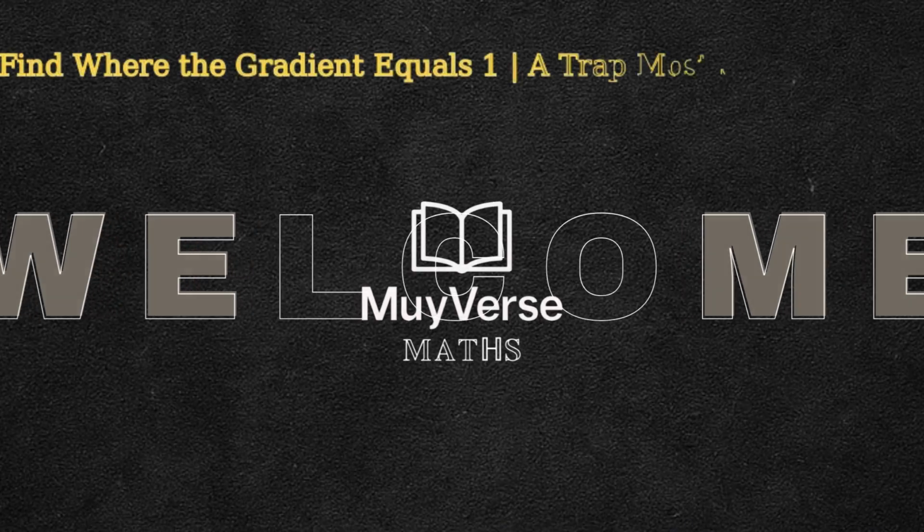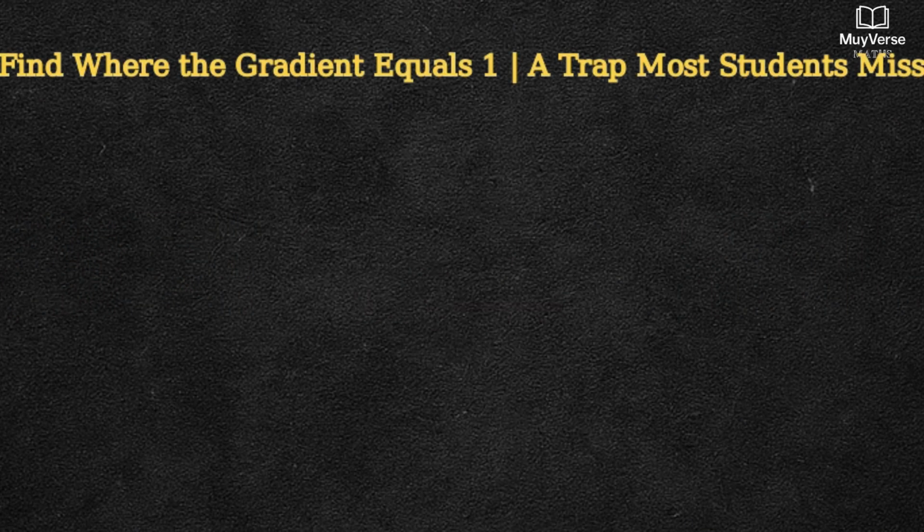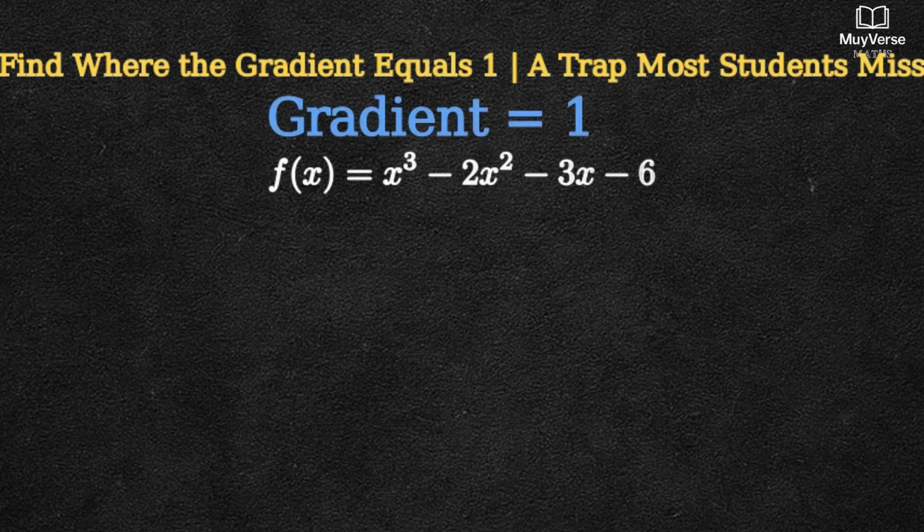Find where the gradient equals 1. A trap most students miss. Today's question: gradient equals 1. f of x equals x cubed minus 2x squared minus 3x minus 6.